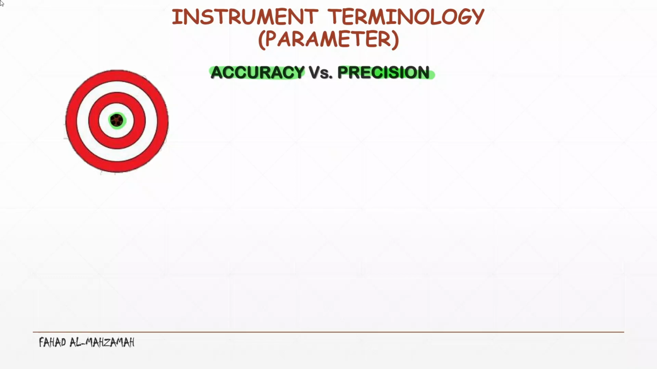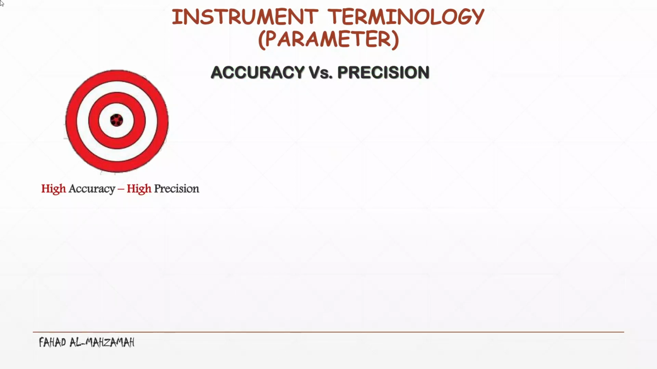So in this example, we will see that all the 5 measurements are close to the true value, so high accuracy, and all of the measurements are close to each other, so high precision.